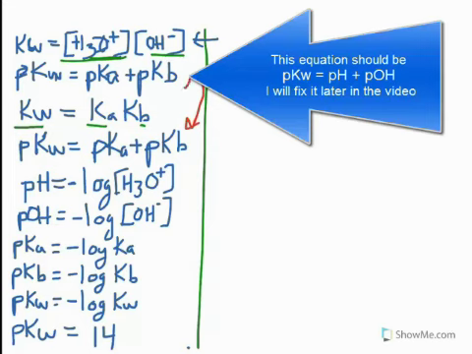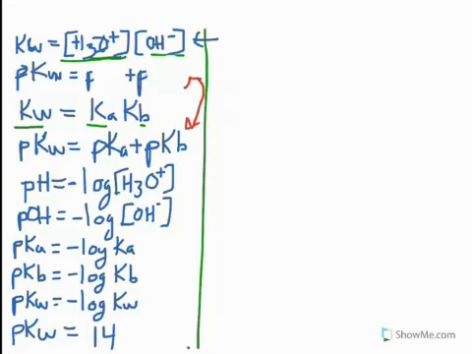Very similar. Oops, I made a mistake here. Let me erase this one down here. This one should be pH. Let me erase it and fix it for you. So I fixed that. We have two equations for pKw: pKw equals pH plus pOH, and pKw equals pKa plus pKb.